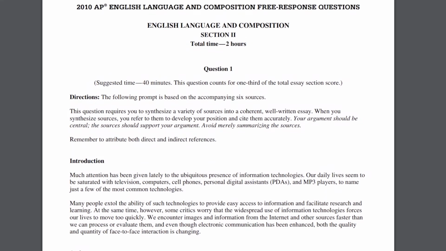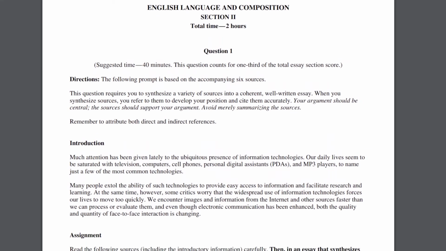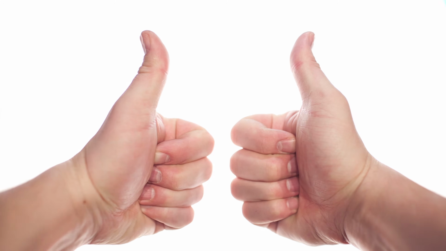Thank you. In order to model how to write a solid concession into an argument, I'm going to rely on the publicly released 2010 AP Lang synthesis prompt about educational technology. I'm also going to be relying on an essay produced by a former student of mine named Ali Anama. She was an excellent student and an even more awesome person.